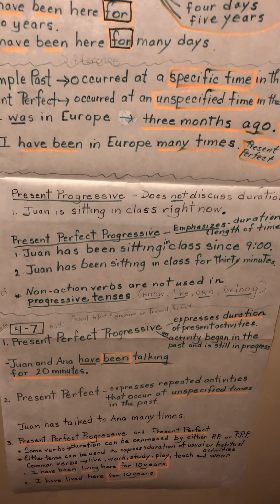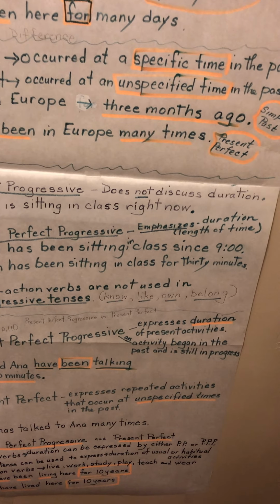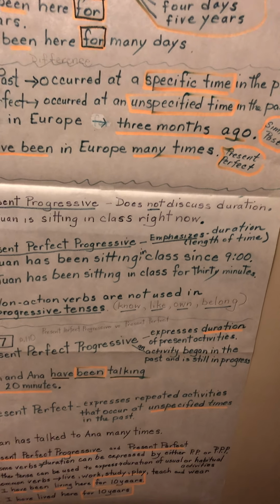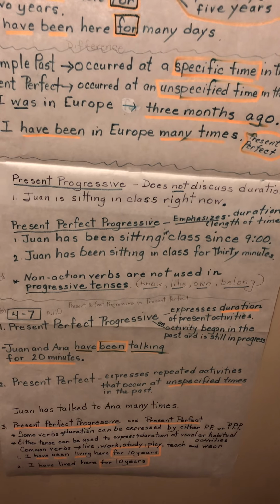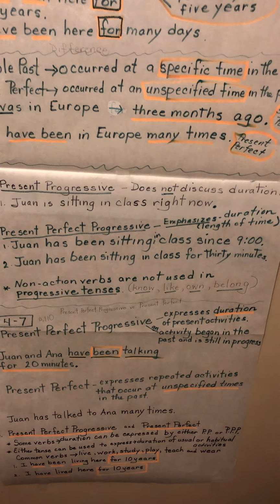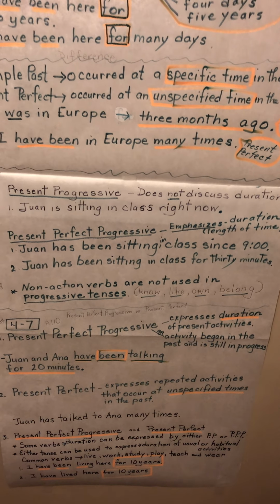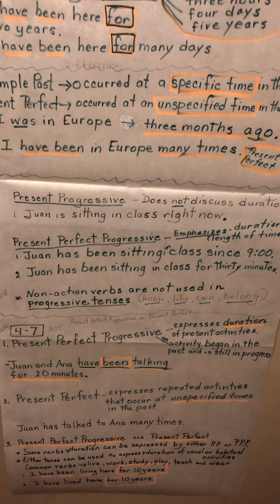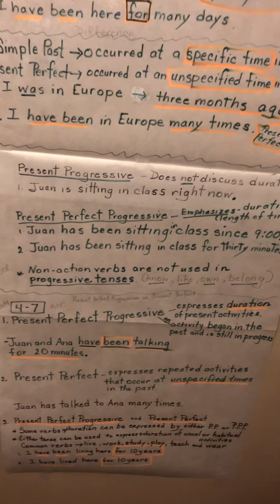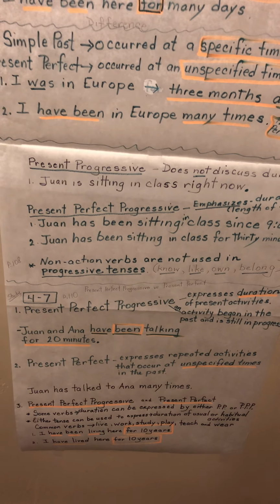Now, let's see the present perfect progressive. This one does. It emphasizes duration, and duration again is the length of time. Juan has been sitting in class since 9 o'clock. Since 9 o'clock shows us length of time. Juan has been sitting in class for 30 minutes. For 30 minutes. It's duration, length of time. Non-action verbs are not used in progressive tenses.